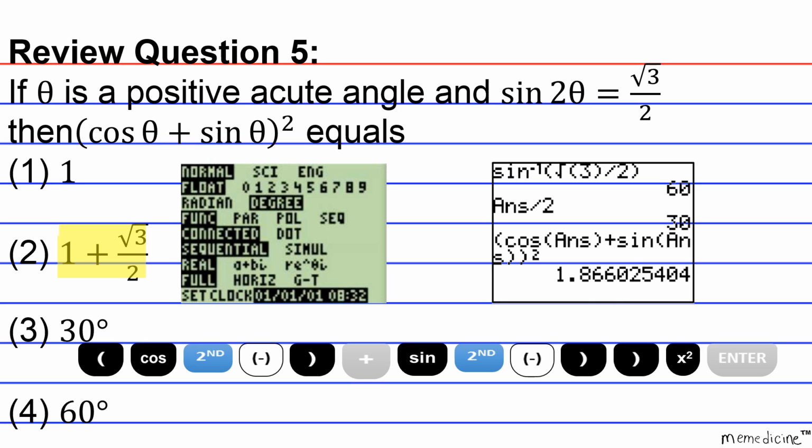Because we know that 1.866 is greater than 1, so it's not this. And we didn't get a 30 or a 60. So, yeah, 2 has to be the answer, okay?